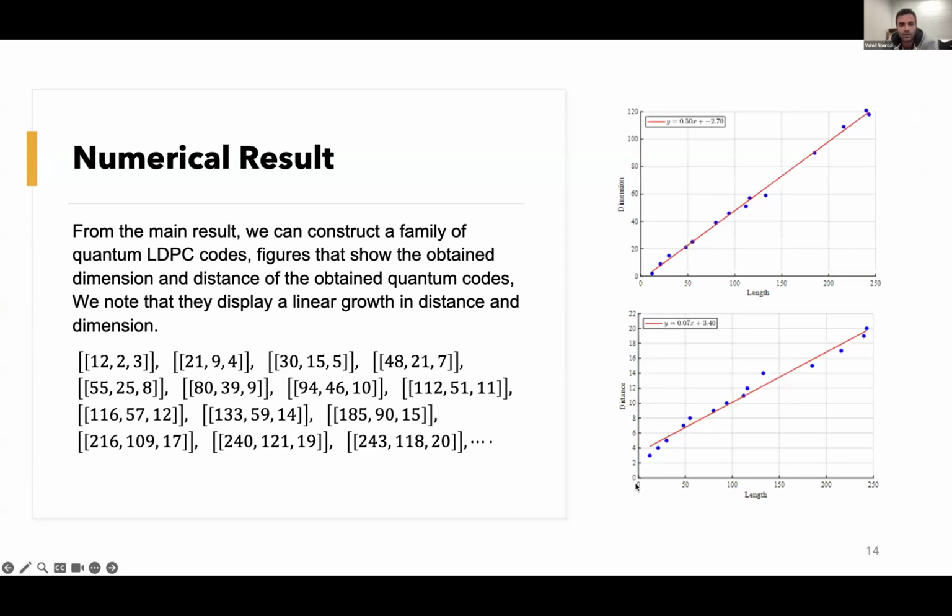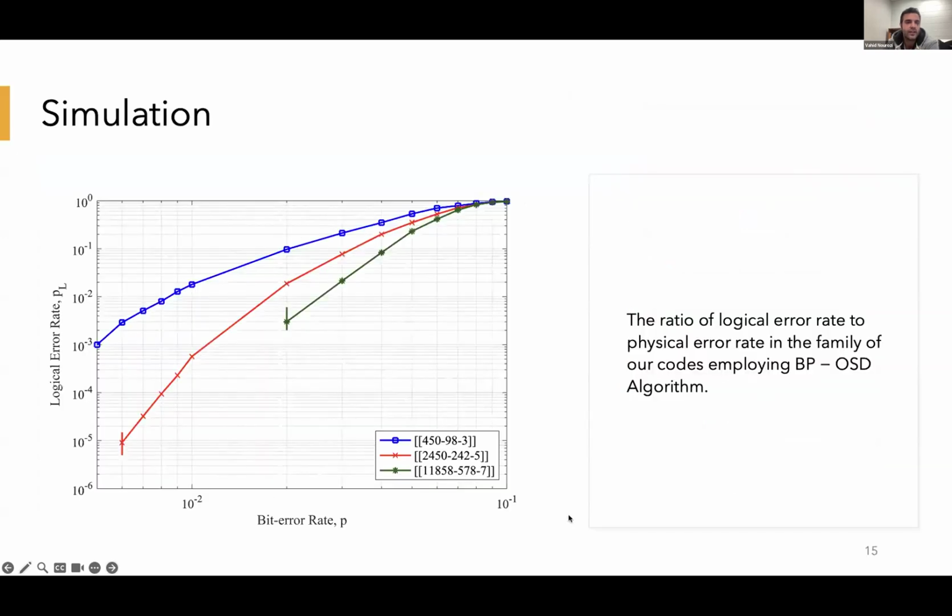We have some quantum codes from this construction. If we have a linear distance and a linear dimension, that is a good result in quantum error correction, and we can find a good quantum code as follows. Also, here is my simulation. I use the BP-OSD algorithm for this simulation.